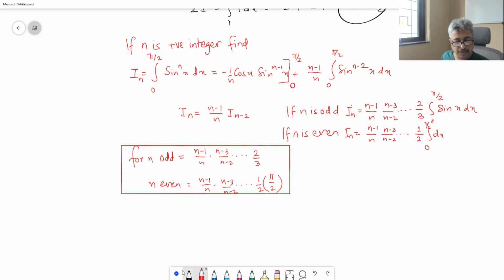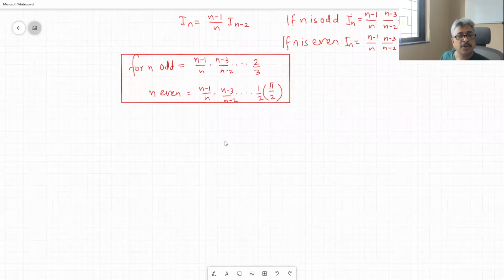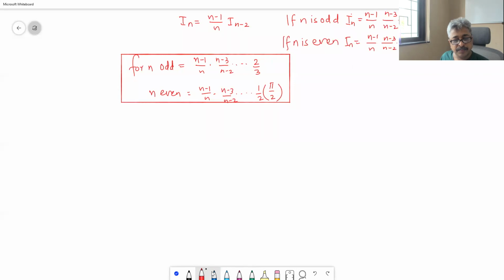Okay, so if this formula is there with us, maybe it is going to be easy to solve a few problems very quickly. Problem number 1. Integral 0 to pi by 2, sine raised to 5x dx. Here n is odd. Therefore, the answer is 4 upon 5, 2 upon 3, finished.